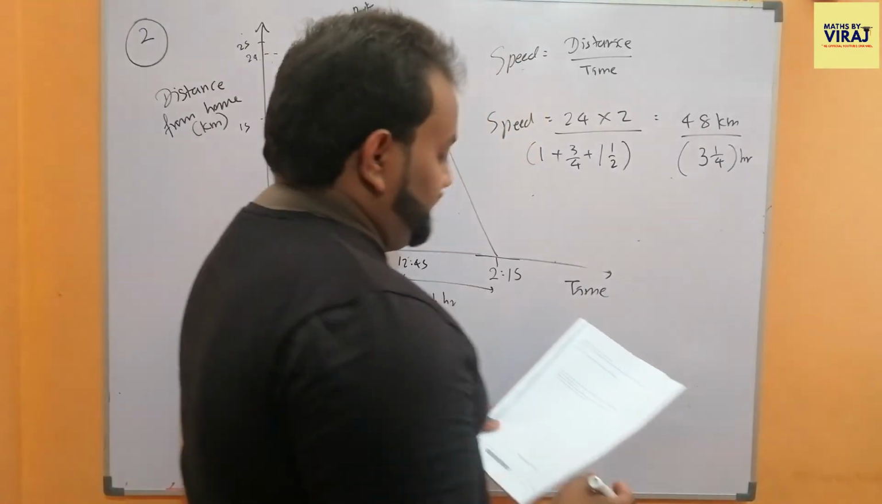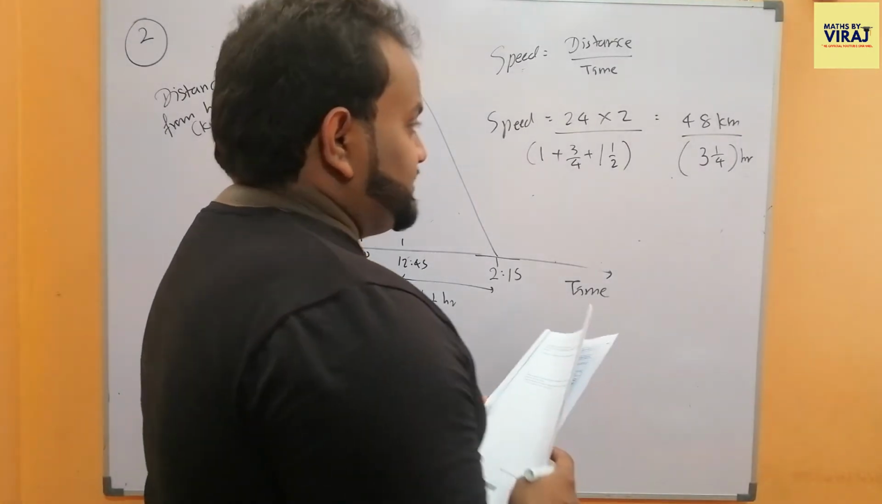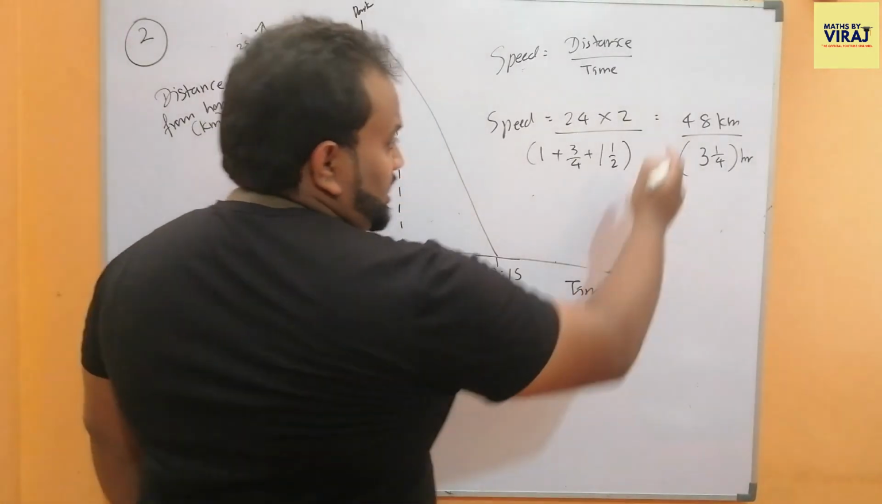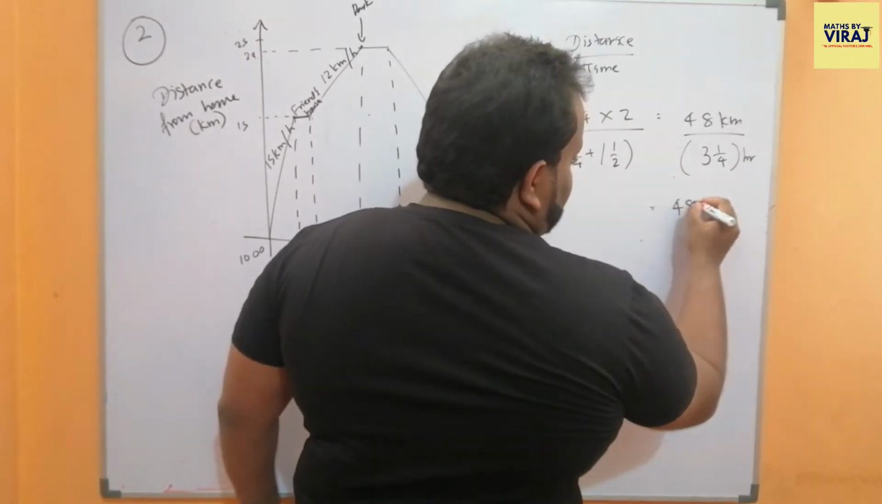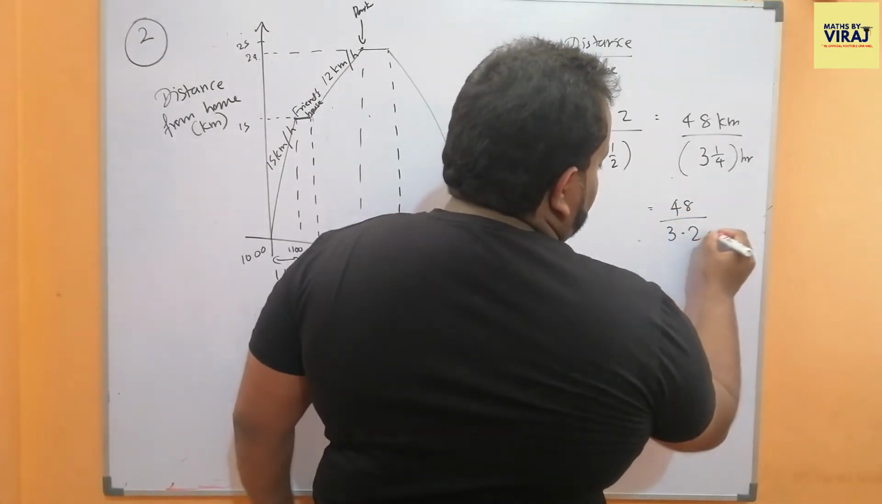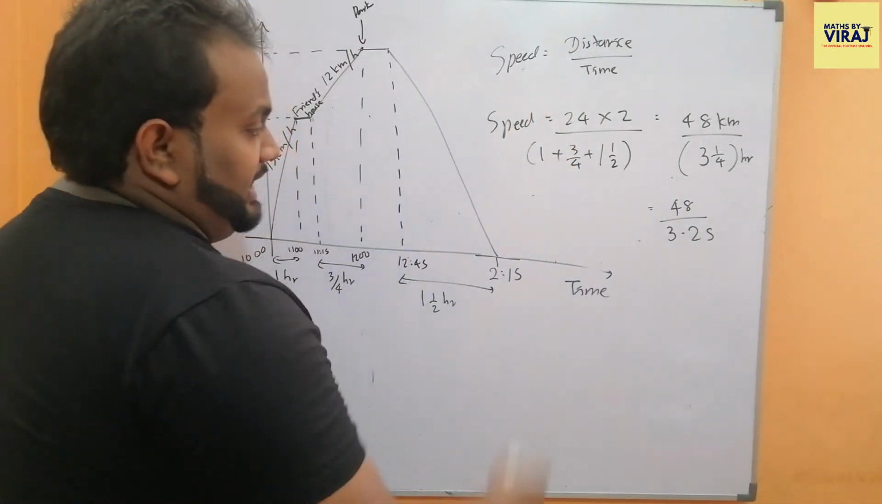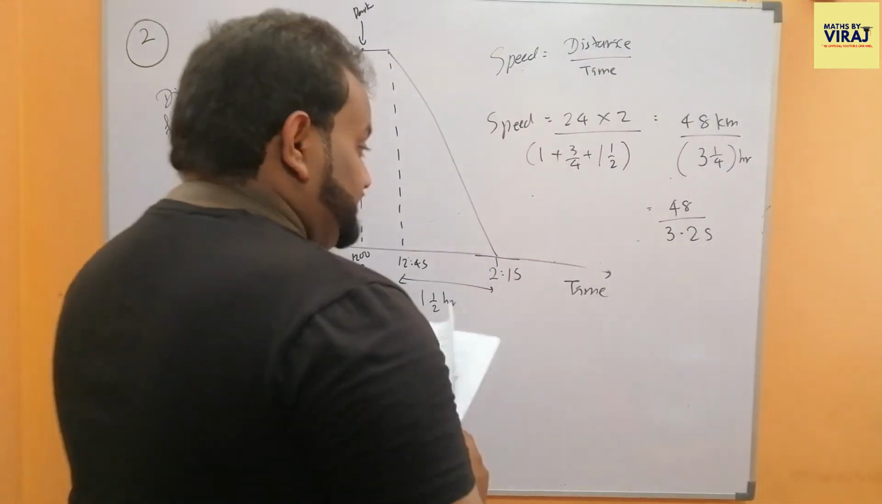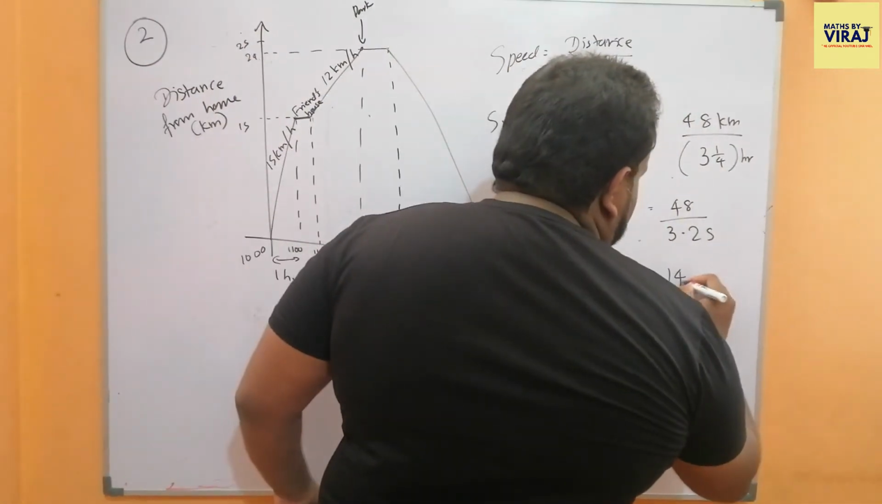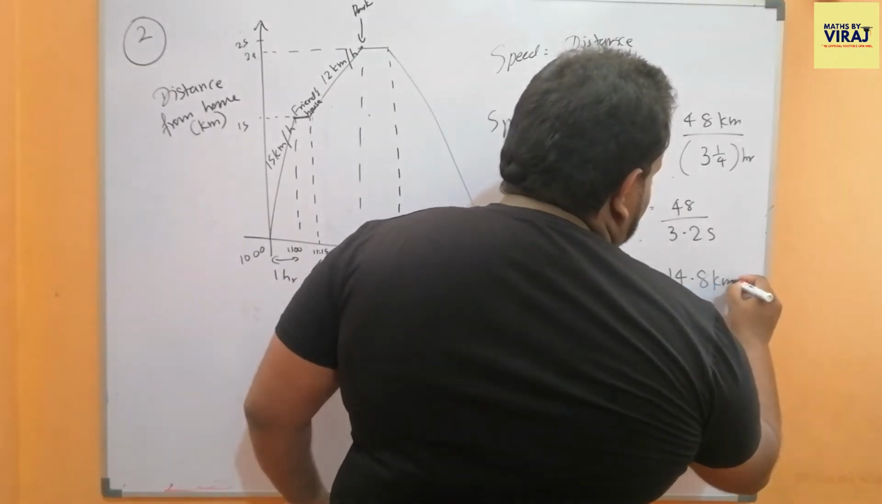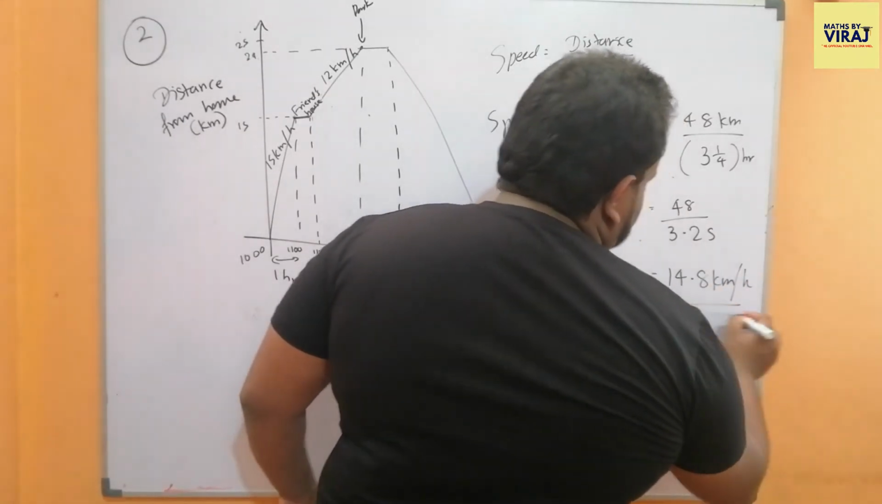Children, we are supposed to give the answer correct to 1 decimal place. Therefore, I can write this as 48 divided by 3.25. When I divide 48 by 3.25, the answer I get is 14.8 kilometers per hour.